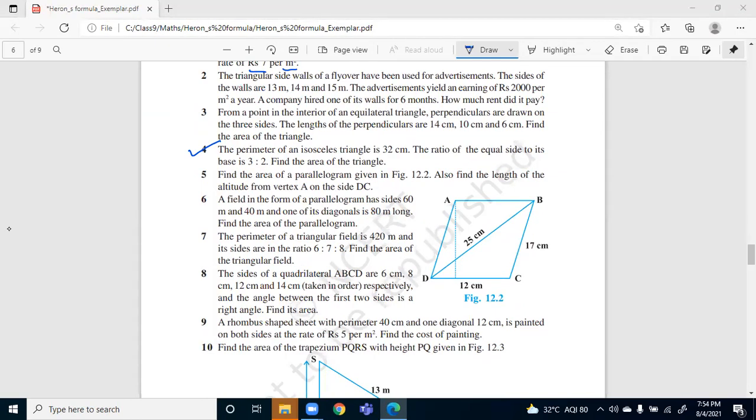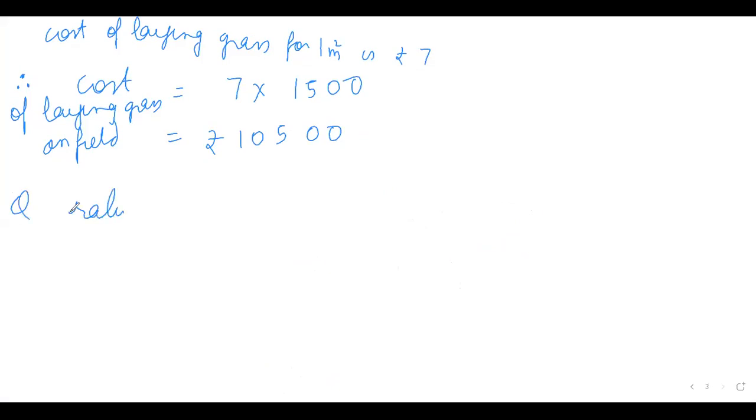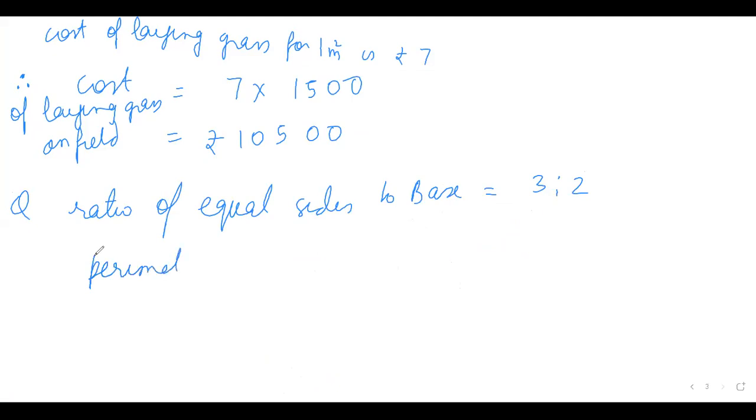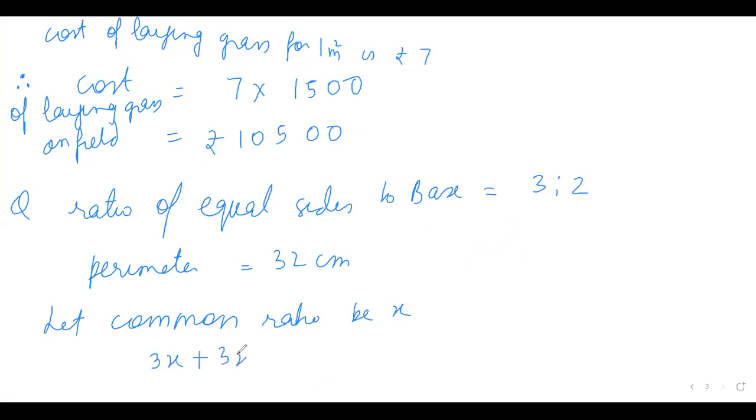Ratio of equal side to base is 3:2 and perimeter is given 32 centimeter. So what I will write, let common ratio be x. Then equal sides will be 3x. There will be two equal sides in isosceles triangle and the base will be 2x.